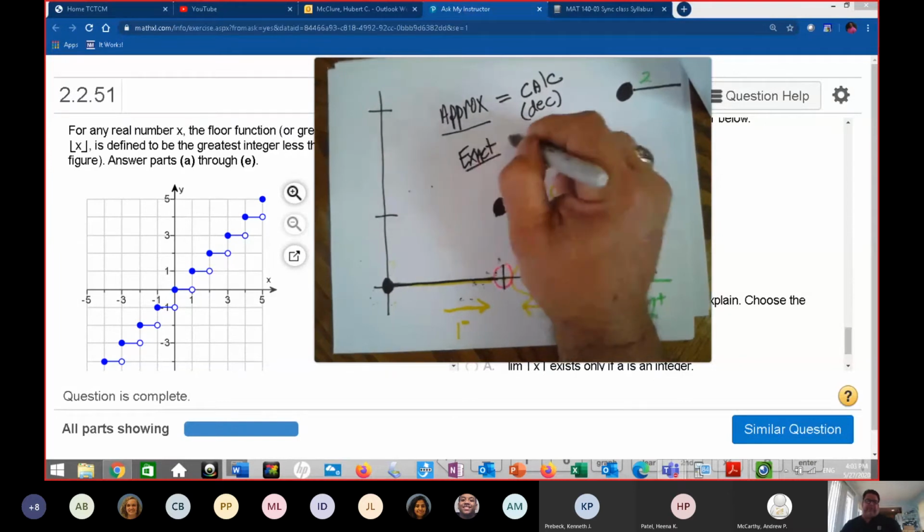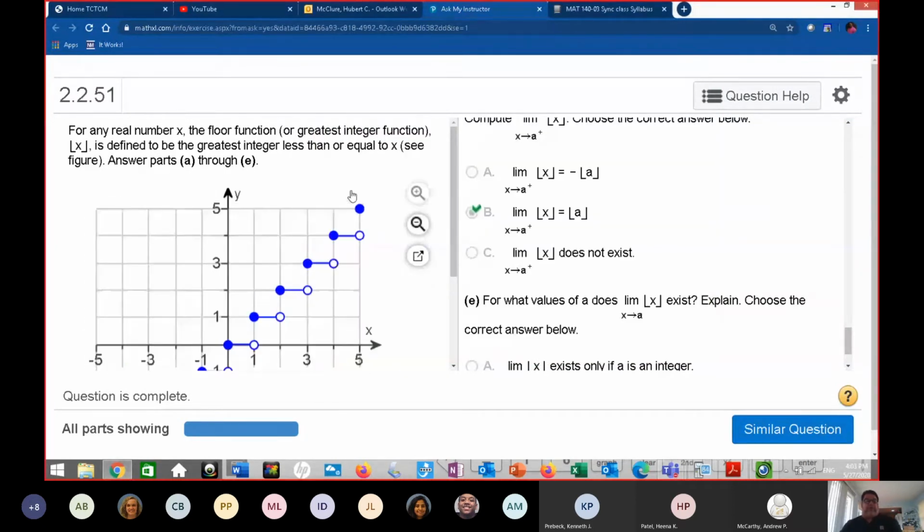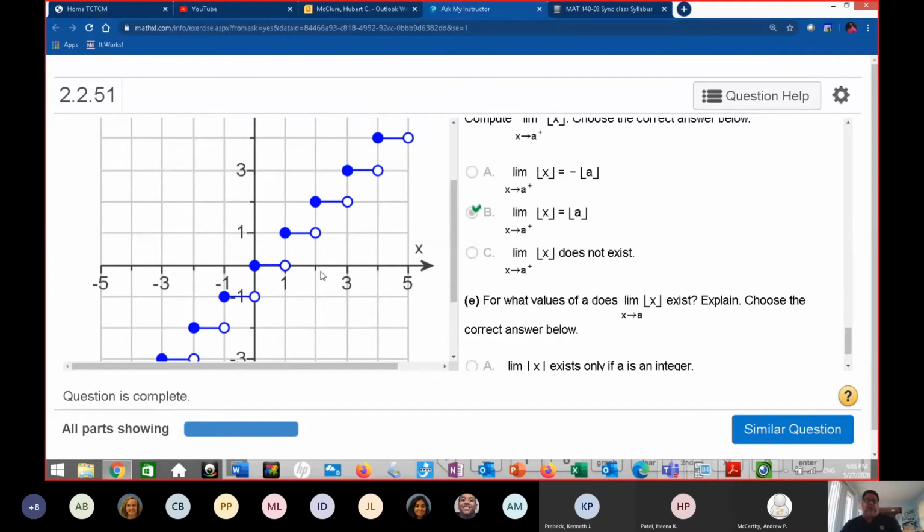If you go here and you blow this up a little bit, okay, let me go down. What happens when I approach 3 from the left? When I approach 3 from the left, I go to 2. When I approach 3 from the right, I go to what? 3. When I approach 4 from the left, I go to 3. When I approach 4 from the right, I go to 4. When I approach -2 from the right, I'm at -3. When I approach -2 from the left or from the right, I go to -2.